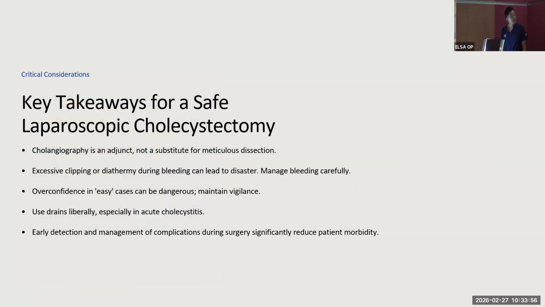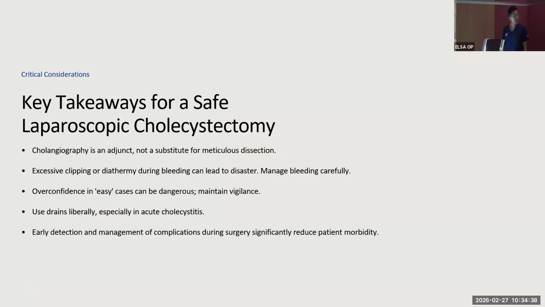So takeaways. The adjuncts are there to help you, ICG, IOC, but obviously not a substitute for careful dissection. When you see a bleeder, something spurting, don't reactively diathermy it. It will be terrible. Secure it with your left hand, just pinch it gently. Suck it nicely and clean it up before you do anything. Always have a low threshold to call someone else. So don't anyhow clip and don't anyhow cauterize. That's the main message that we have.